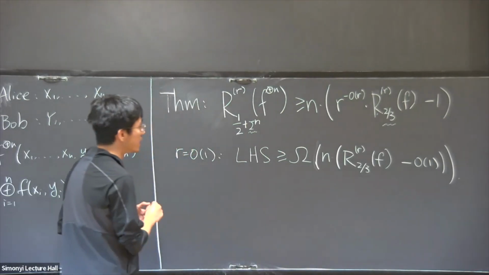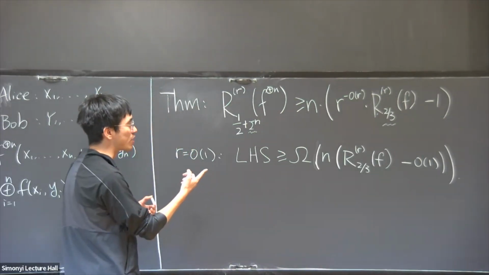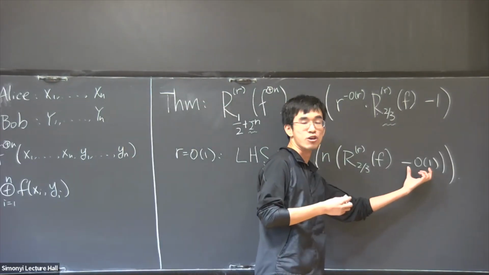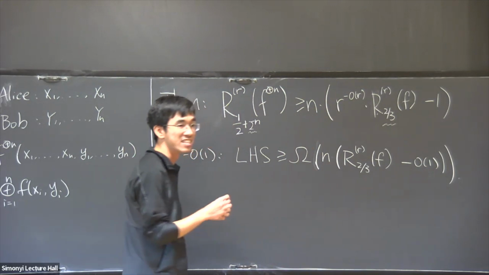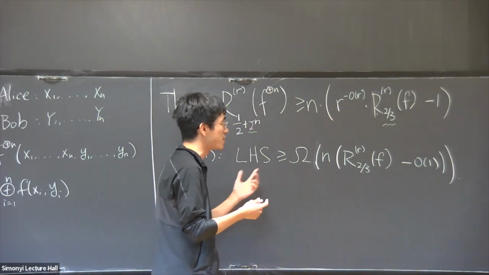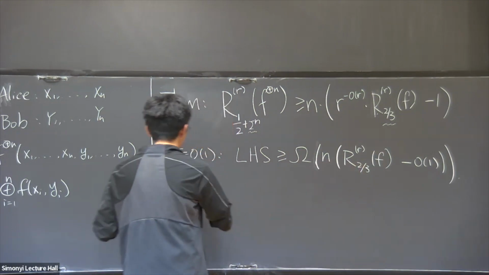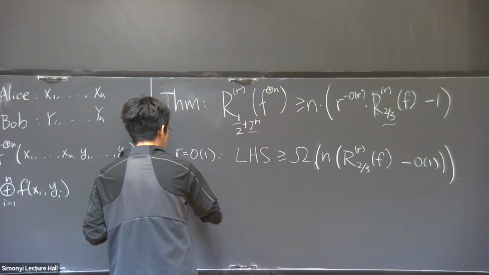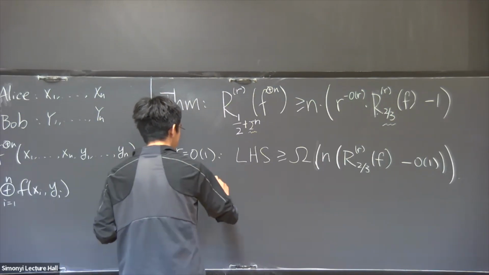And also this lower bound looks a bit strange because of the minus O(1) term. It turns out that this is actually necessary. We cannot hope to get the same inequality without the minus O(1), because of the following simple counterexample. This is needed.